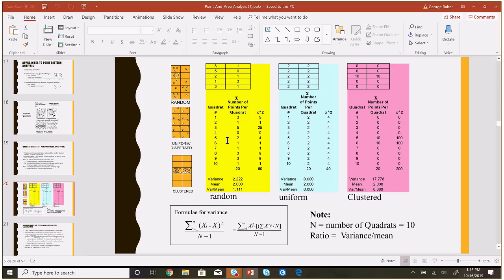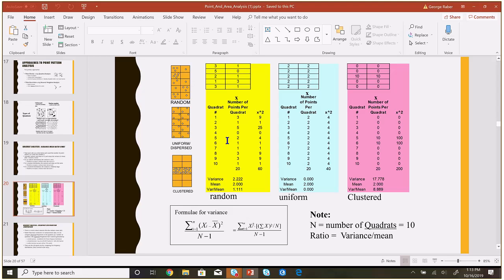So what this boils down to is that in a random one, it's going to be close to 1. If it's totally random, you're going to get a value close to 1 for your mean variance ratio. If it's uniform, you're going to get a value close to 0. Why will you get a value close to 0? It's because all of your points will be very similar to the expected number of points. And then clustered, you're going to get a value much higher than 1.